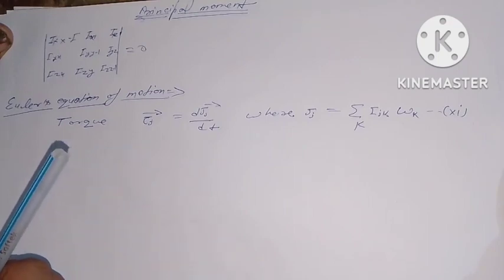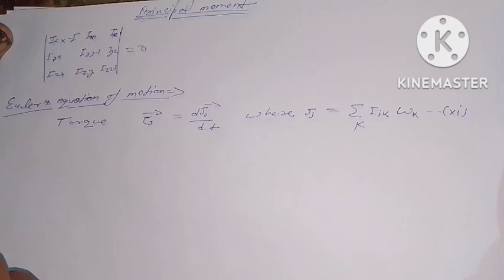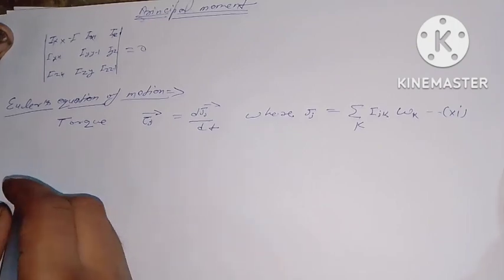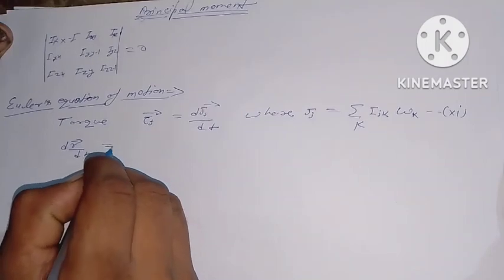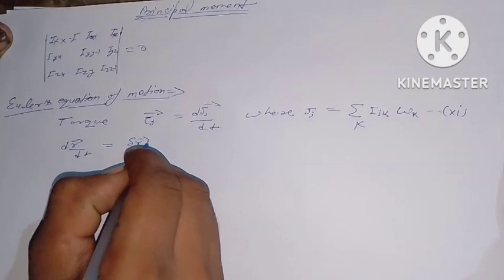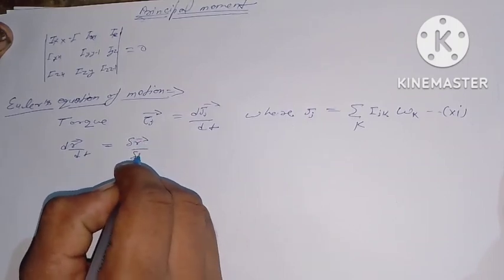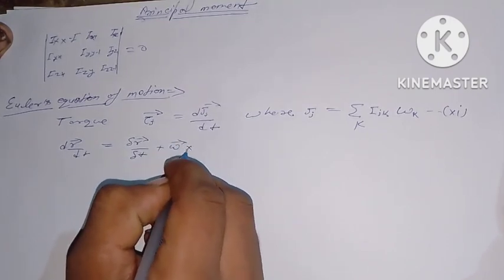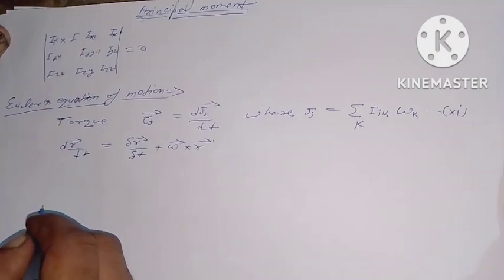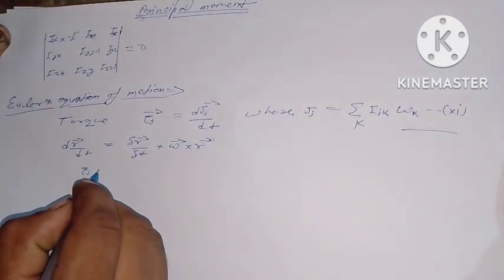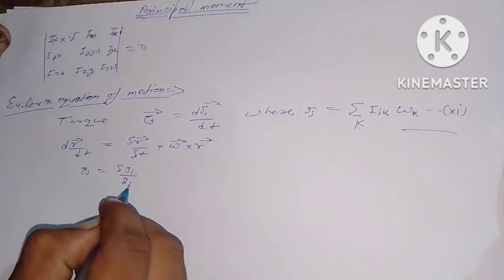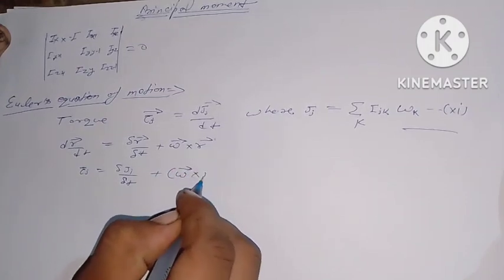The moments and products of inertia I_jk are with respect to a fixed coordinate frame. Choosing a body-fixed coordinate system simplifies the analysis of motion, though the moments and products of inertia then become time dependent. Now using the relation d vector r upon dt equal to delta vector r upon delta t plus omega cross vector r, equation 11 may be written as tau equal to dJ upon dt plus omega cross J.